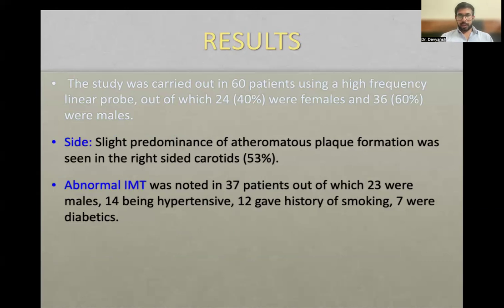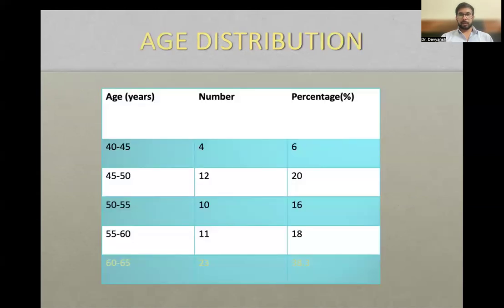Results: the study was carried out in 60 patients using a high frequency linear probe, out of which 24 patients, 40%, were female, and 36 patients, 60%, were male. Side: slight predominance of atheromatous plaque formation was seen in the right side carotid, that is 53%. Abnormal intima media thickness was noted in 37 patients, out of which 23 were male, 14 being hypertensive, 12 gave history of smoking, 7 were diabetics.